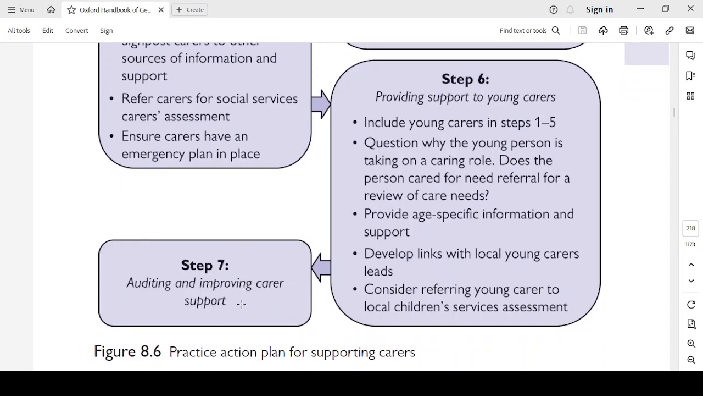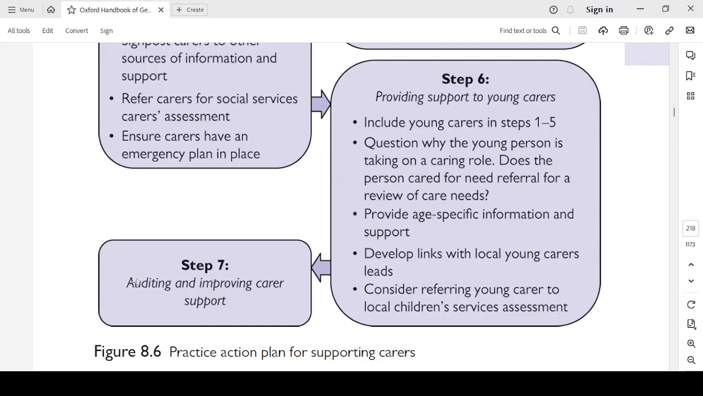Providing support to young carers. Include young carers in step 1 to 5 questions. Question why the young person is taking a caring role. Does the person cared for need referral for a review of care needs? Provide age-specific information and support. Develop links with local young carers' leads. Consider referring young carer to local children's services assessment.